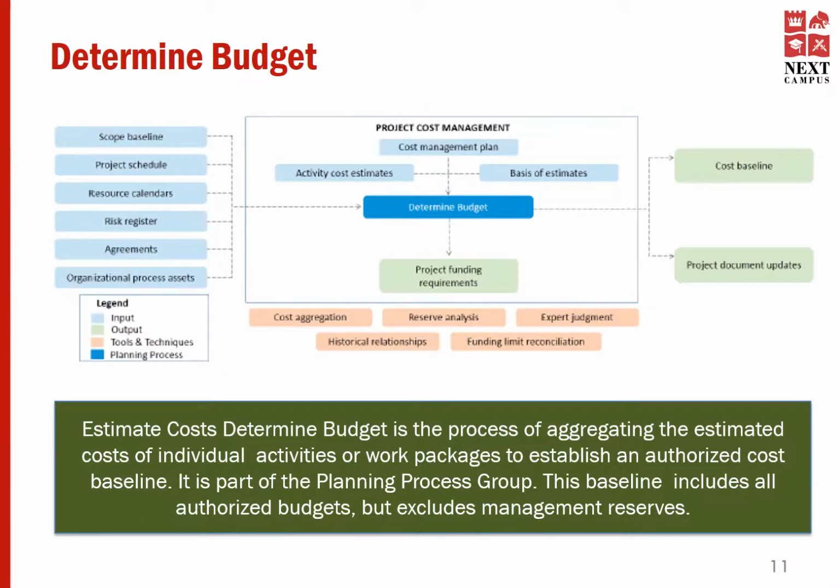Project cost performance is measured against this cost baseline. Example, how much more would the project cost be compared to the original cost baseline? The cost baseline includes all authorized budgets, but excludes management reserves. The inputs used in determining the project budget process are the activity cost estimates and the basis of estimates, which are the output of the previous cost management process.